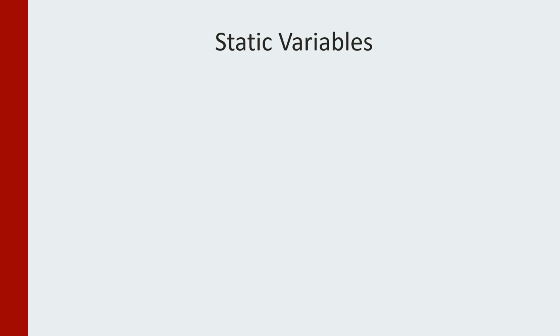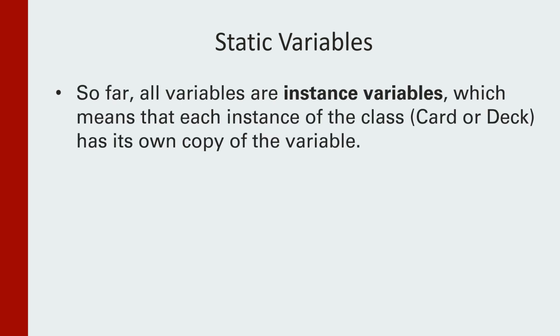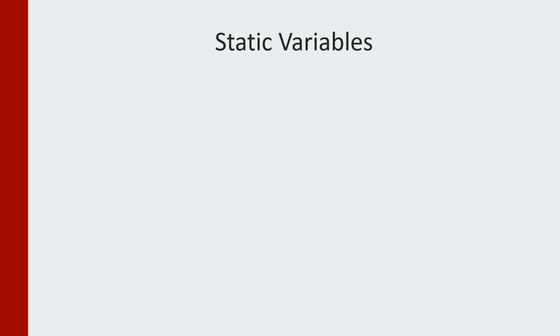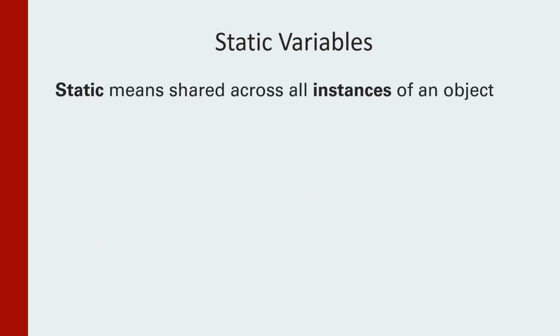Now I'd like to introduce the concept of static variables. So far, we've talked about instance variables, which means that each instance of the class has its own copy of the variable. So for example, in the card class, each card object had its own suit and rank variables. And in the deck class, each deck object has its own cards array variable. In contrast, a static variable means that it's shared across all instances of an object.